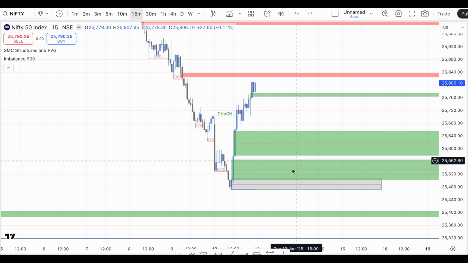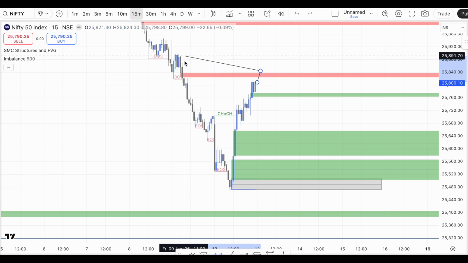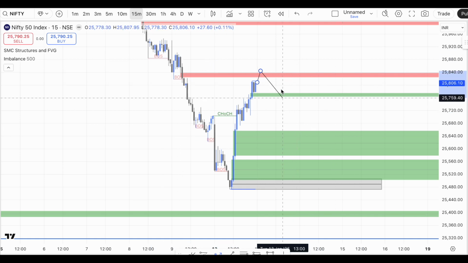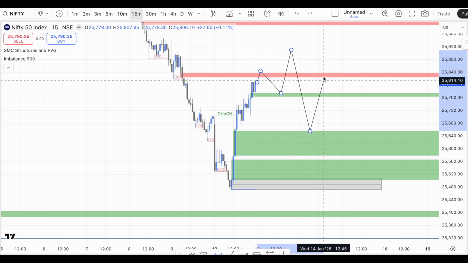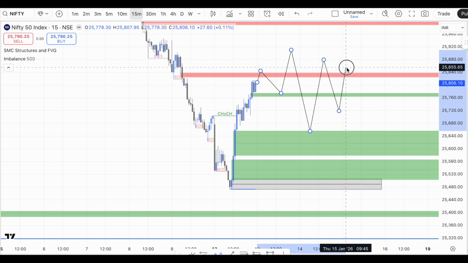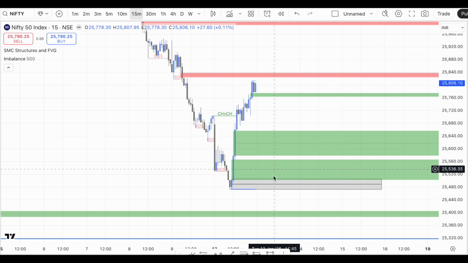Why is that? Because if the market opens flat and goes up, it can react from this particular supply in the 15 minute time frame, and it can come down and create a reaction from this, go and do a liquidity sweep, come down, and react from this demand. So it will be going in a range bound market. So if the market opens flat tomorrow, I am going to completely avoid it. If the market opens gap down, it's favorable for us.